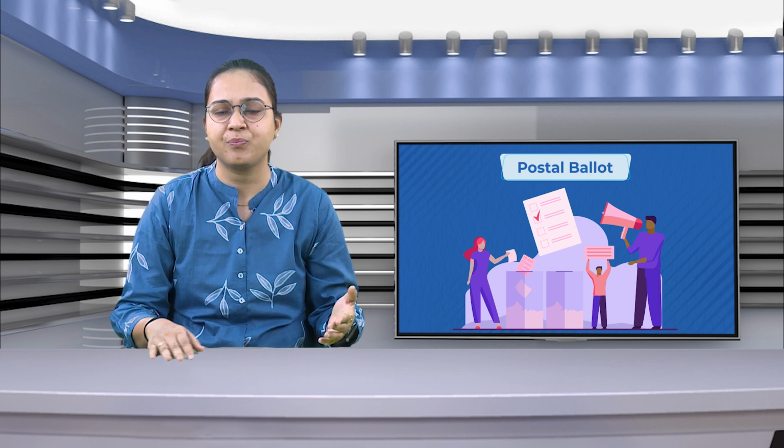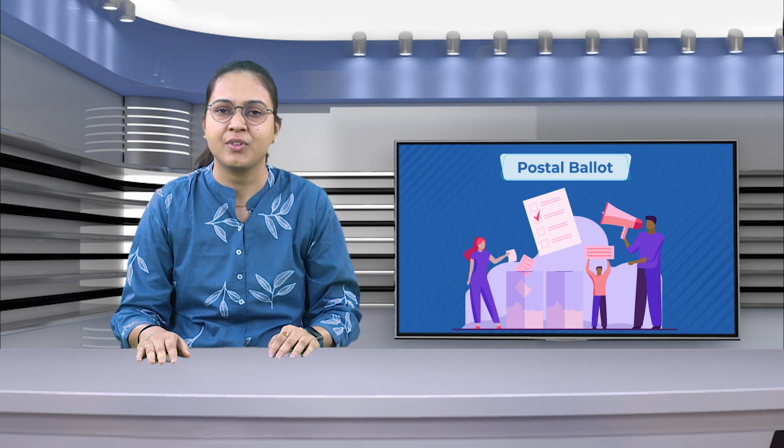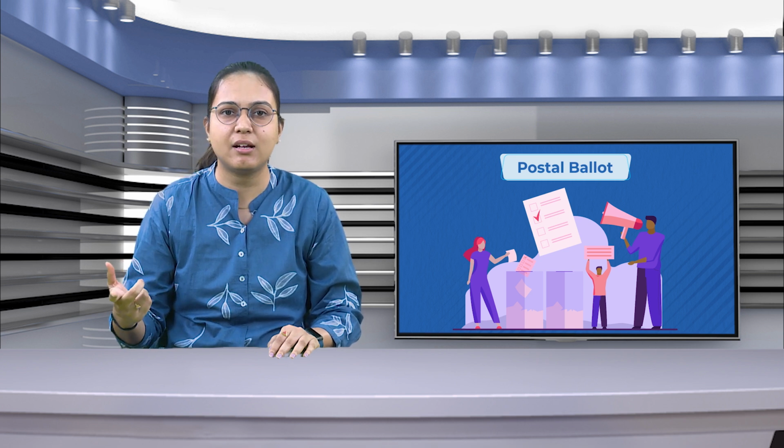Number 20, removal of auditor before expiry of term, section 140, subsection 1. Number 21, appointment of more than 15 directors, section 149, subsection 1. Number 22, reappointment of retiring independent director, section 149, subsection 10. Number 23, specify a lesser number of companies in which a director may be director, section 165, subsection 2.